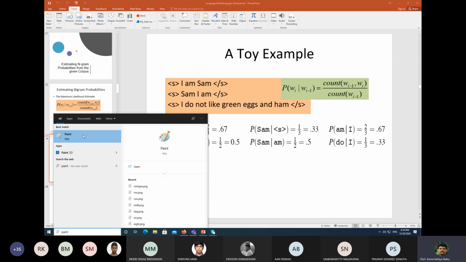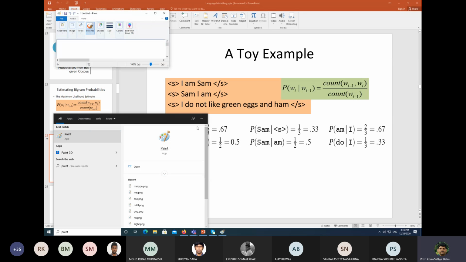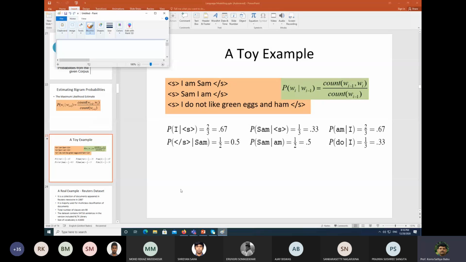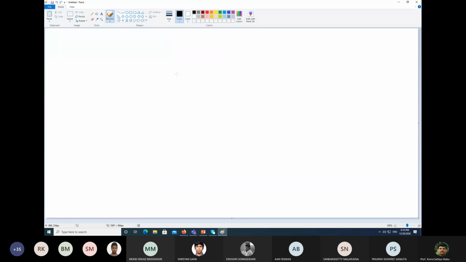Like the probability you are trying to give. Is it visible? I have opened this Paint. Is it fine? Yes, sir. Okay.